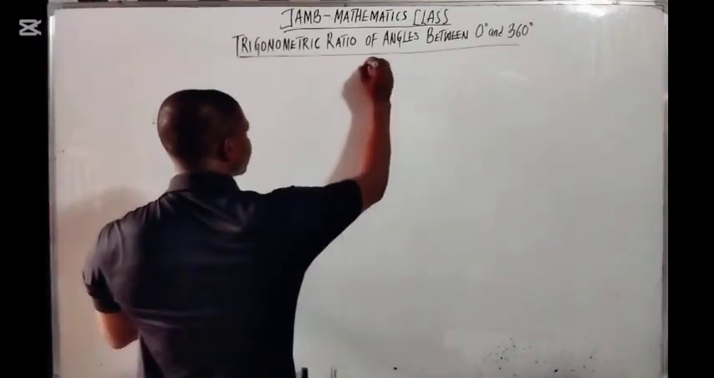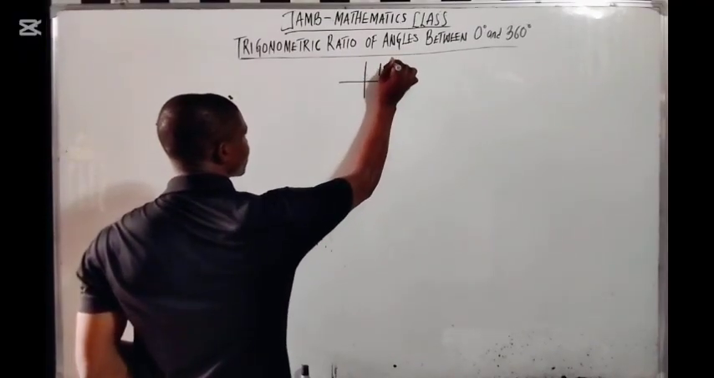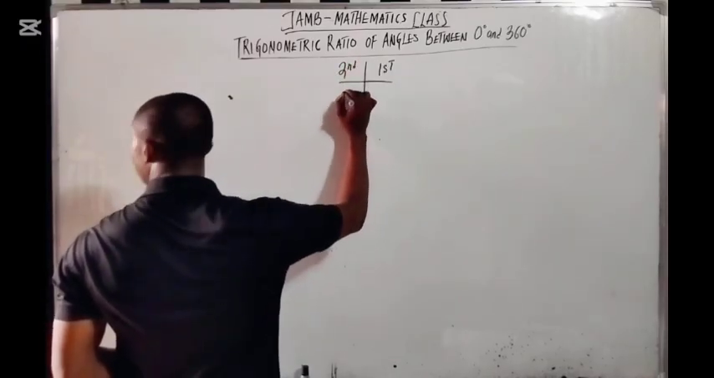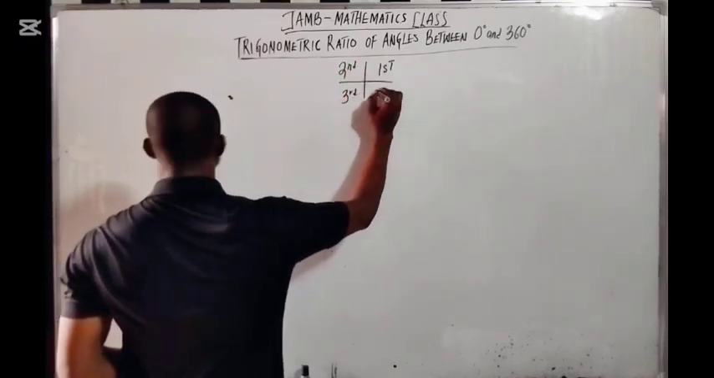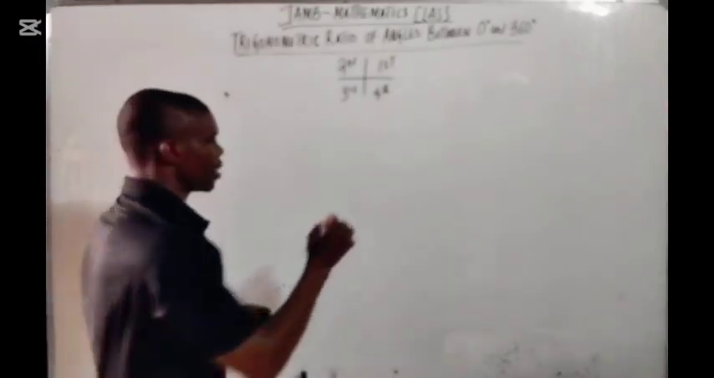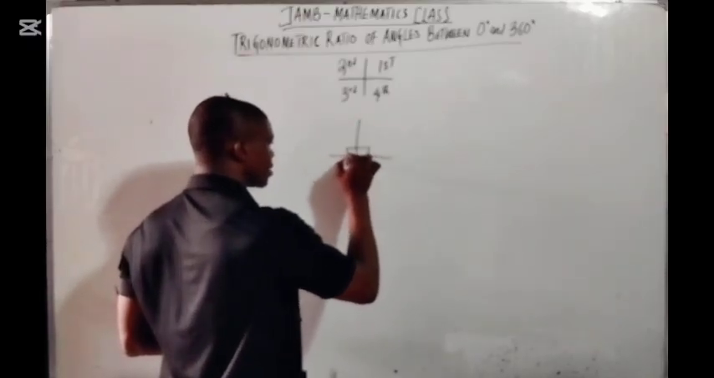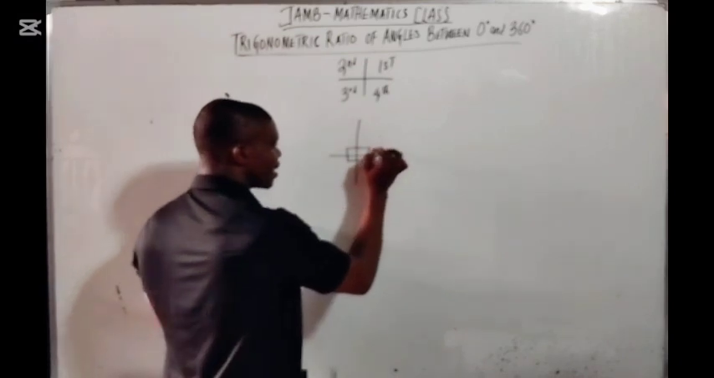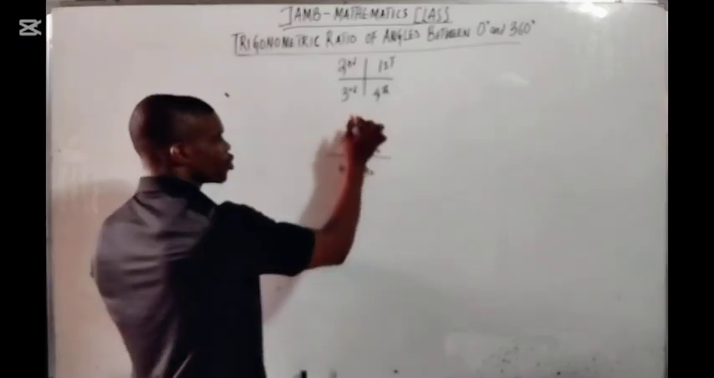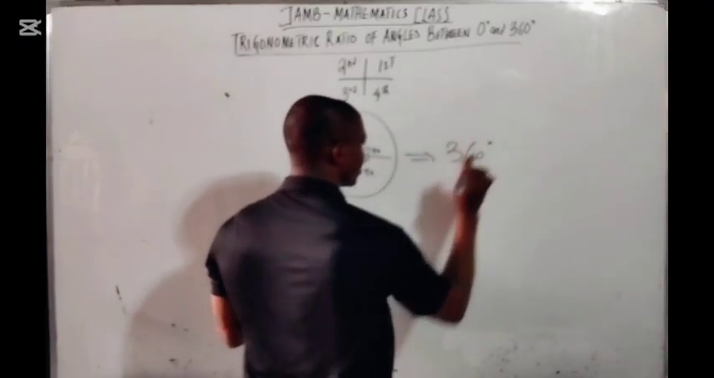If you look at this point here, right? So now here is the first quadrant. Here is the second quadrant, here is the third quadrant, and here is the fourth quadrant. If you look at the quadrants very well, each of them has 90, 90, 90, and 90. So when you sum everything together, you get 360 degrees. Do you understand?